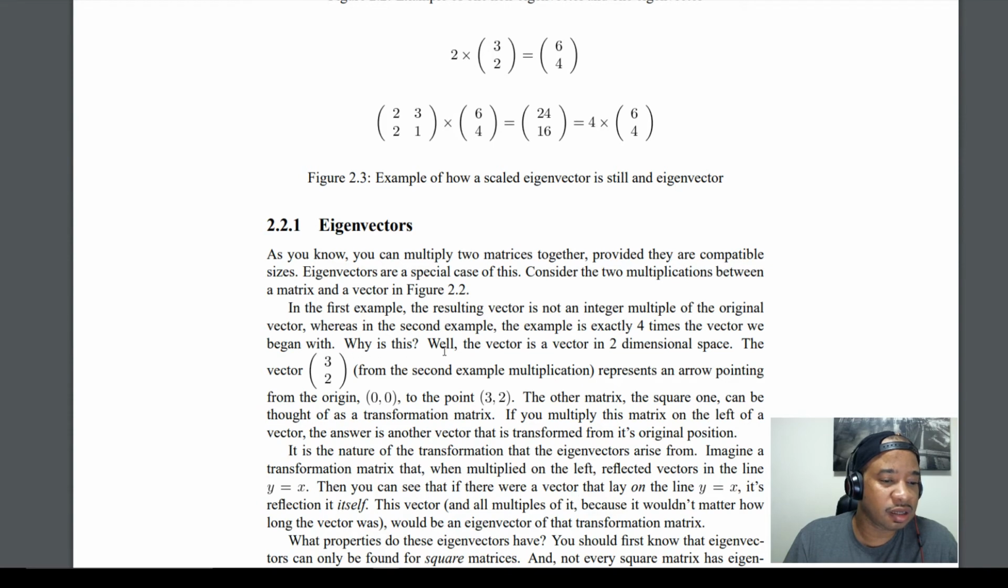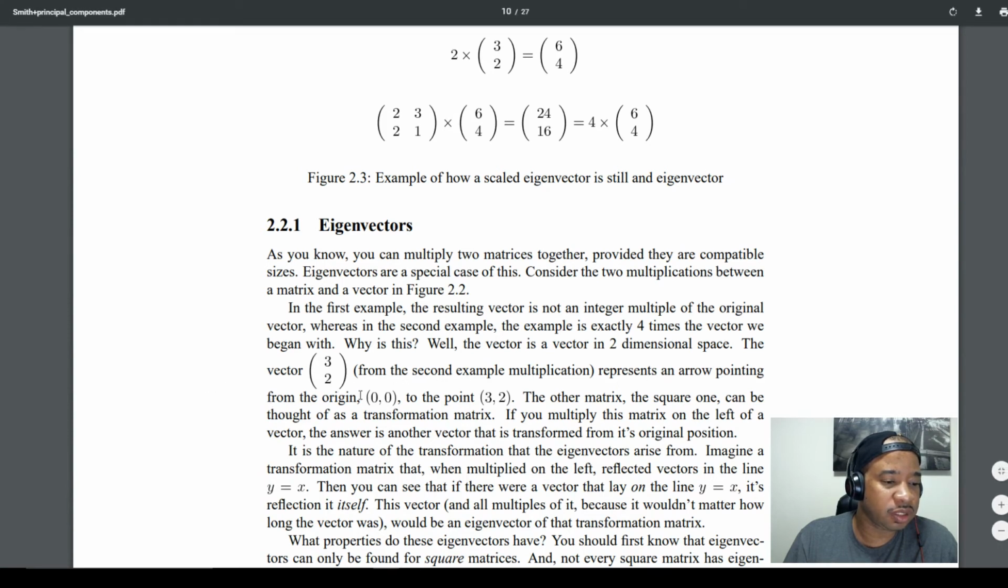Why is this? Well, the vector is a vector in two-dimensional space. The vector 3, 2 represents an arrow pointing from the origin 0, 0 to the point 3, 2. The other matrix, the square one, can be thought of as a transformation matrix. If you multiply the matrix on the left by a vector, the answer is another vector that is transformed from its original position. It is the nature of the transformation that the eigenvectors arise from.